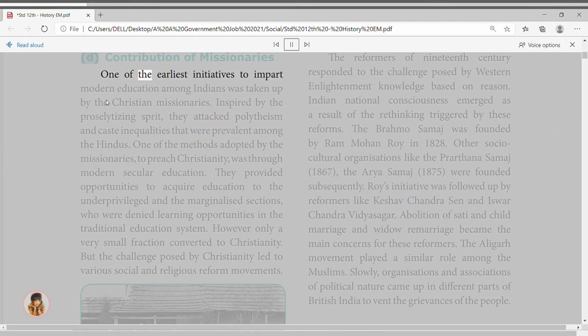Contribution of missionaries. One of the earliest initiatives to impart modern education among Indians was taken up by the Christian missionaries. Inspired by the proselytizing spirit, they attacked polytheism and caste inequalities that were prevalent among the Hindus. One of the methods adopted by the missionaries to preach Christianity was through modern secular education. They provided opportunities to acquire education to the underprivileged and the marginalized sections, who were denied learning opportunities in the traditional education system. However, only a very small fraction converted to Christianity. But the challenge posed by Christianity led to various social and religious reform movements.